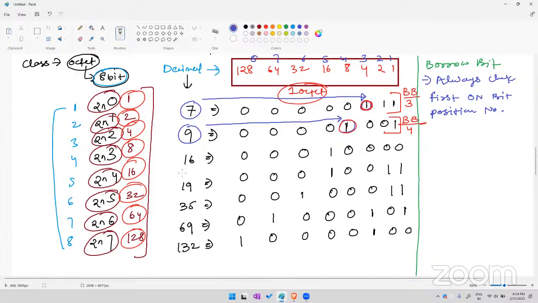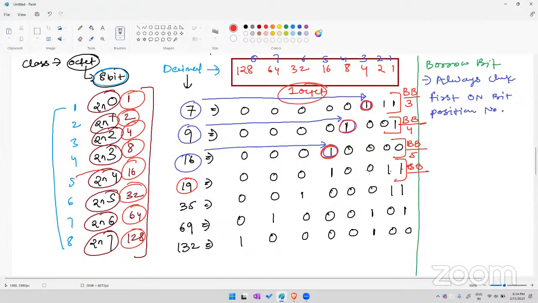Now coming to this side, 16. Verify the position number of this value. The borrow bit is which value? 16 is on, so which position number is it? The fifth number, so the fifth number gives us 16. The borrow bit is 5. For 19, verify the borrow bit.